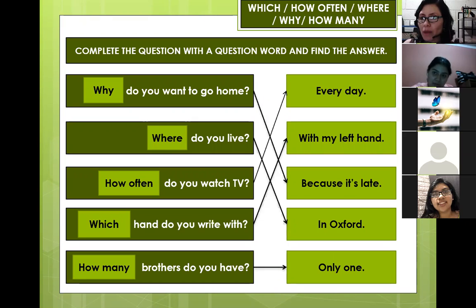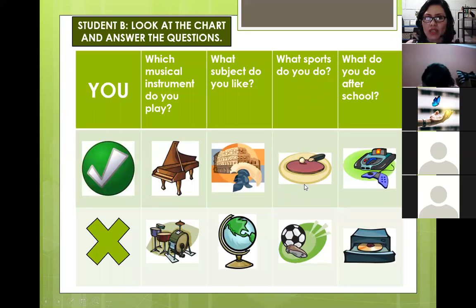This is going to be about questions, okay? Vamos a armar así como un poquito de preguntas, okay? Give me one moment. Voy a cambiar de posición algo acá. Aquí está. Bien. So, let's continue. Vamos a ver, chicos. Tenemos acá, which musical instrument do you play? What subject do you like? What sports do you do? And what do you do after school? Okay, so these are four questions, okay, that we have.